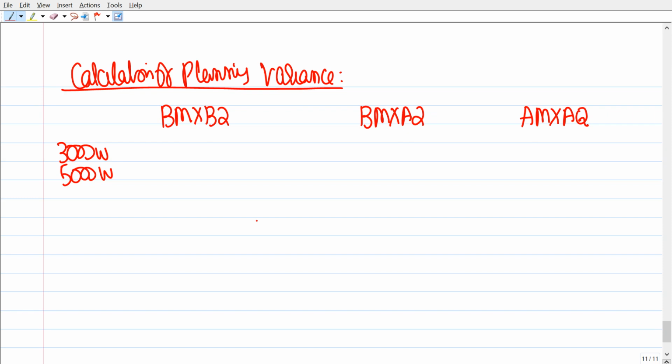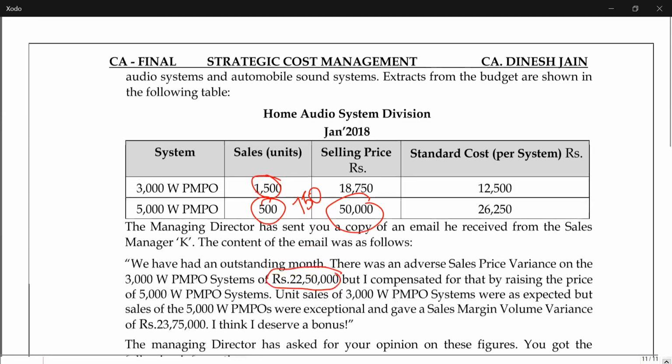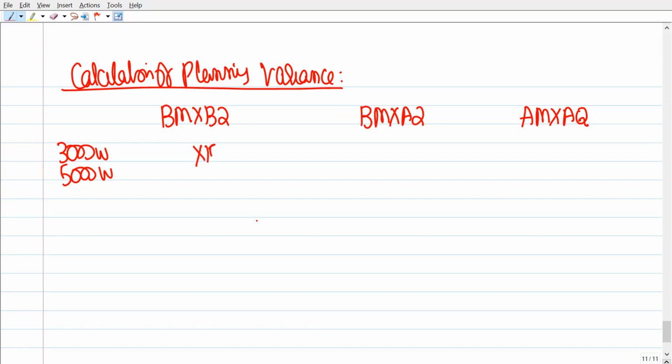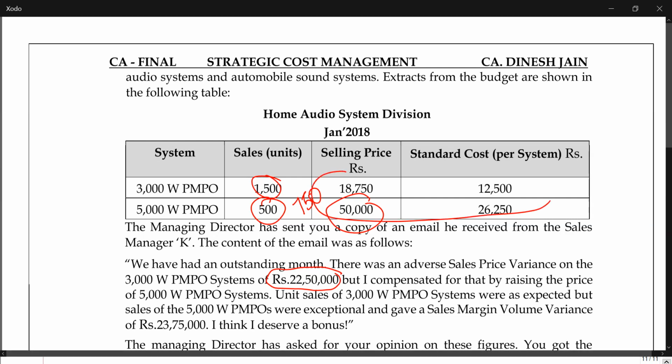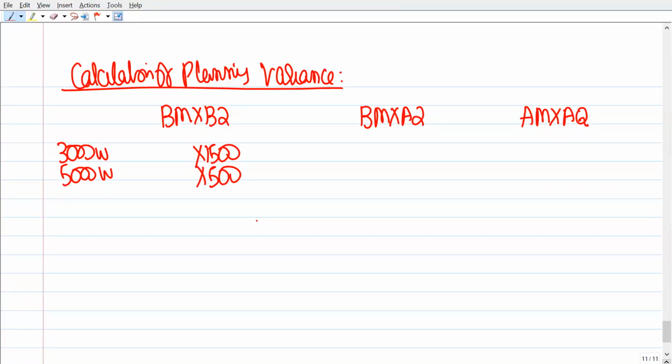Now listen, you should never look into actual data when I'm doing planning variance. The moment you look into actual data, you will make your first mistake. So don't look into actual data when you are doing your planning variance. How many units we wanted to sell? 1500 and 500. What is the margin at which we wanted to sell? 6250, 23,750.